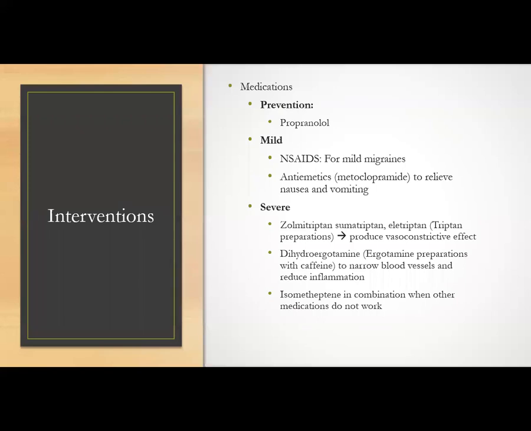So some of the medications for prevention, they can give things like propranolol. For mild, you can give things like NSAIDs, or things to stop them from having nausea and vomiting. For severe, you're going to give them those triptan medications, which provide that vasoconstrictive effect. You can give them ergotamine preparations with caffeine to narrow blood vessels and reduce inflammation, or isometheptene in combination, when other medications don't work. So those are certain migraine medications to give them.